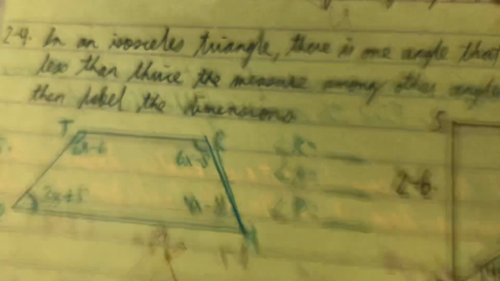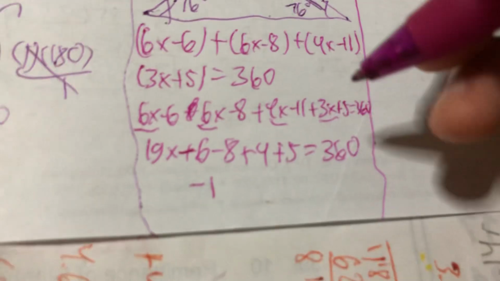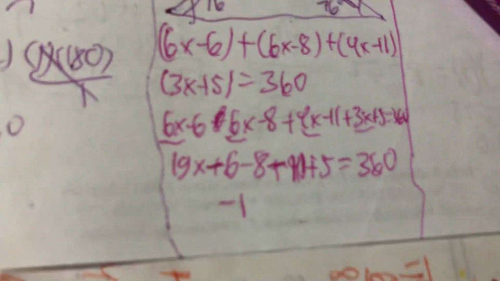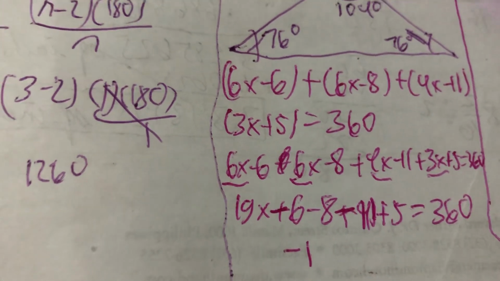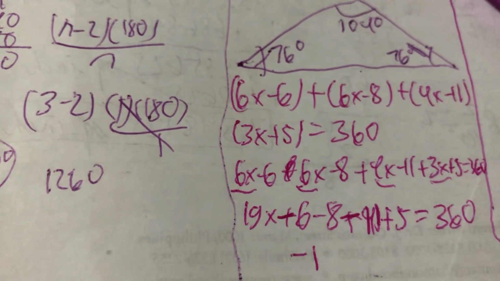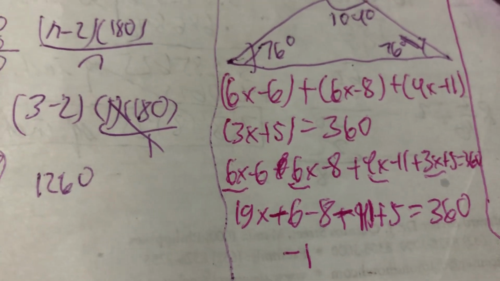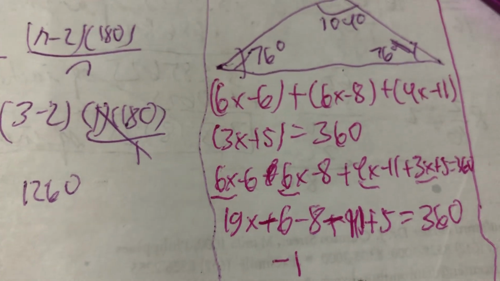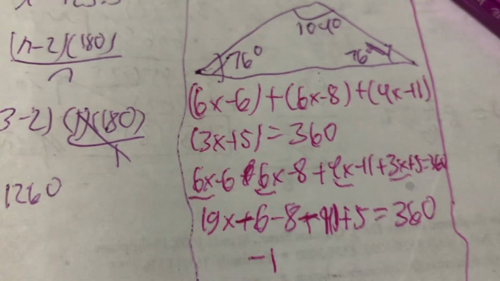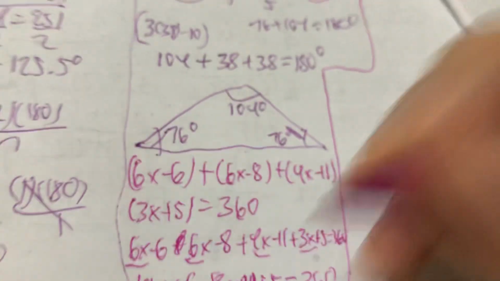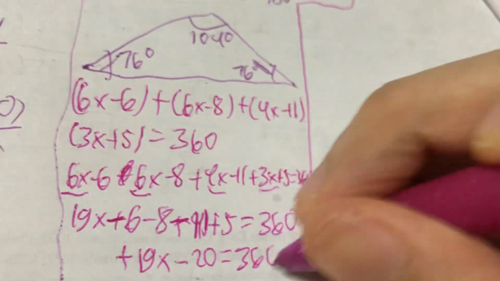Wait, I forgot. That's supposed to be 4x minus 11. Sorry if I missed out, okay? So this one's supposed to be negative 11. So negative 6, negative 8, negative 11. That's supposed to be negative 25. Negative 11 plus negative 8 equals negative 19. Plus negative 6 equals negative 25. Plus 5, of course, that's negative 20. So it's supposed to be 19x minus 20 equals 360.